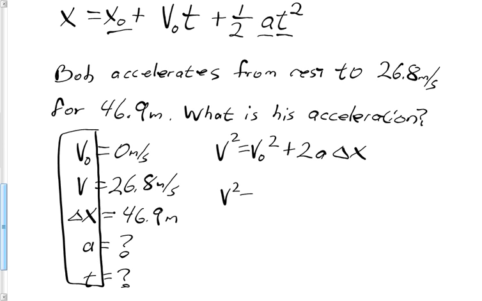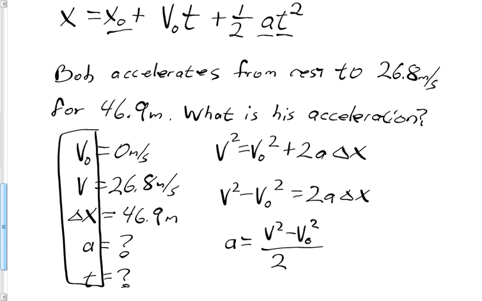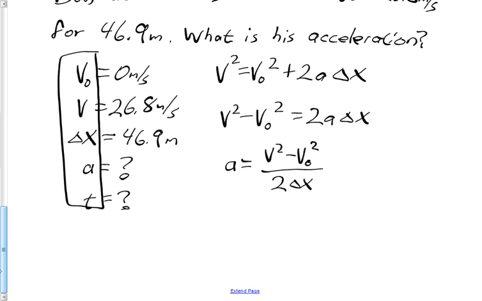I'm going to say that v squared minus v naught squared equals 2a delta x, and then I'm going to divide each side by 2 delta x. So I'm going to say that the acceleration is equal to v squared minus v naught squared divided by 2 times delta x. Now I simply plug in my variables, make sure I keep track of my units, and solve. Plug and chug, if you will.